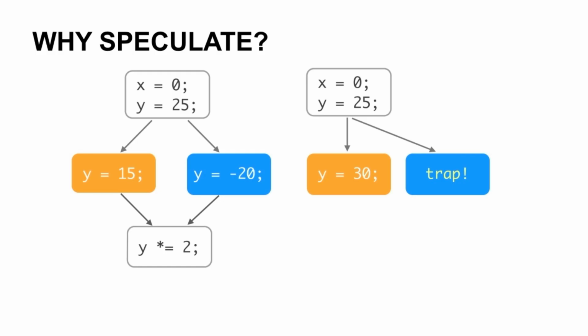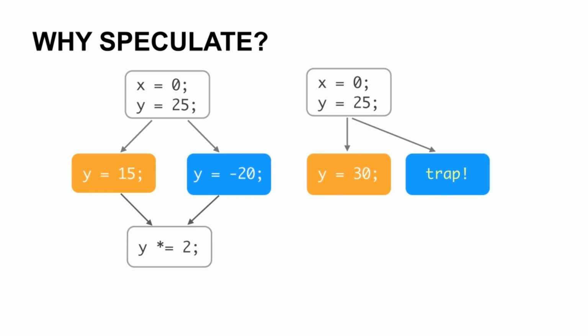It doesn't even get rid of the branch. We have to keep the branch to know that we've made a mistake to use the trap. Yes, but optimization isn't just one thing. Consider the example here. X equals 20, Y equals 25. Down one branch, the hot one, Y equals 15. Down the other branch, the cold one, Y equals negative 20. And then we have a diamond with Y times equals 2.